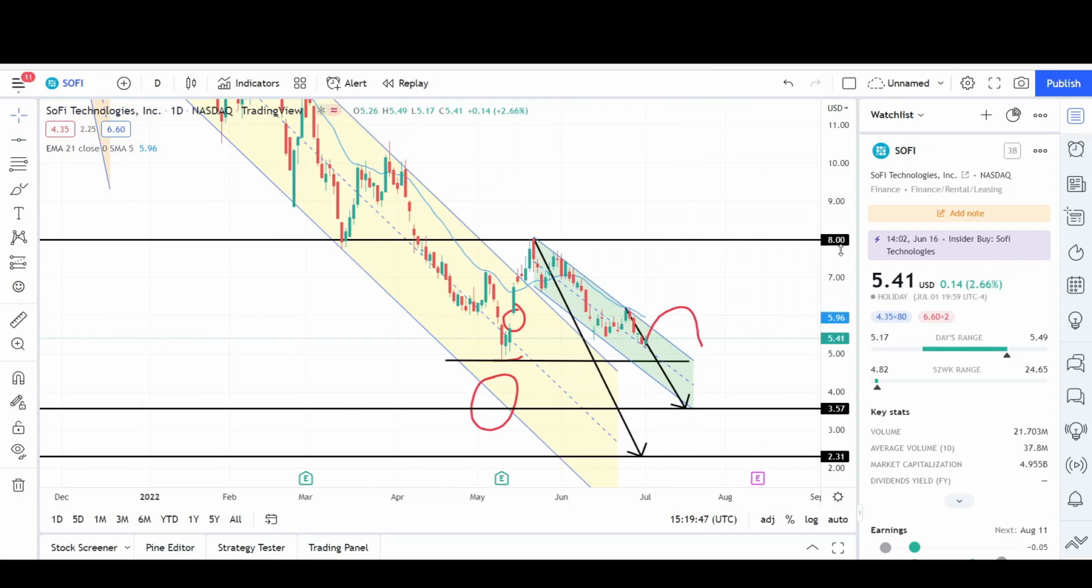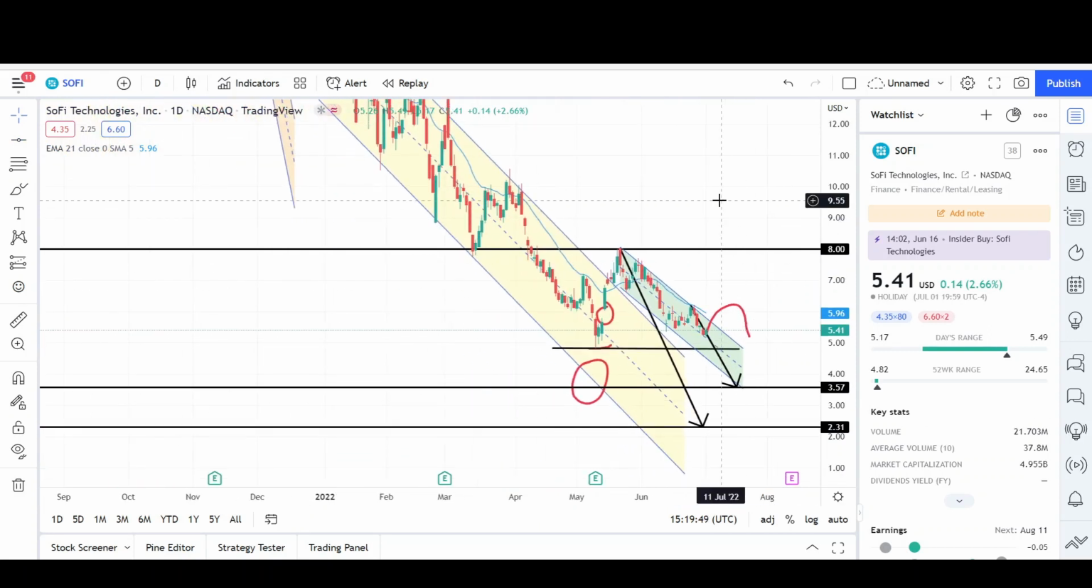So everything's pointing to the downside. I don't think we have bottoms for SoFi.